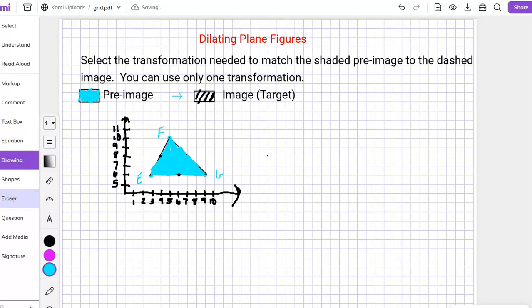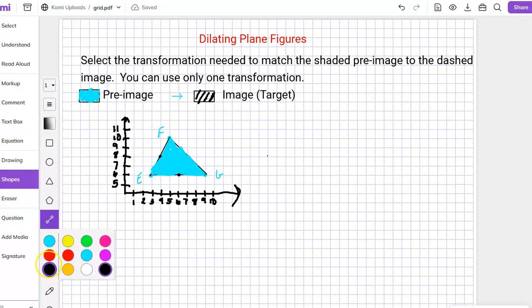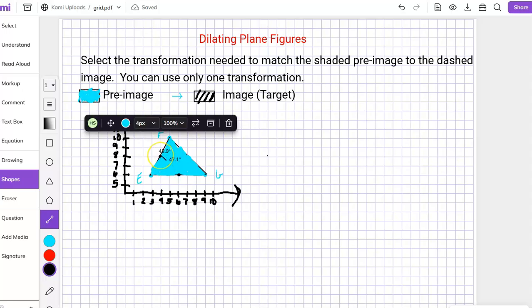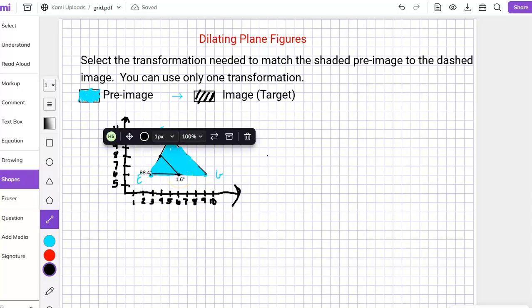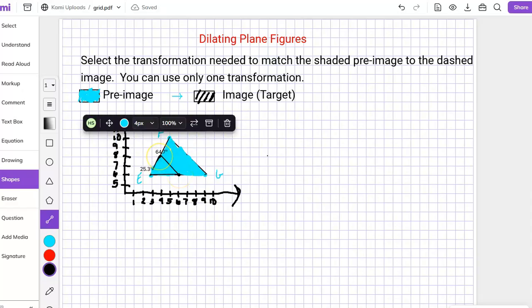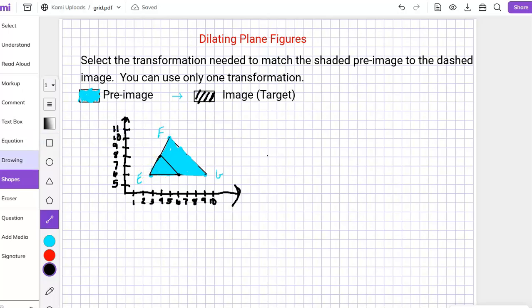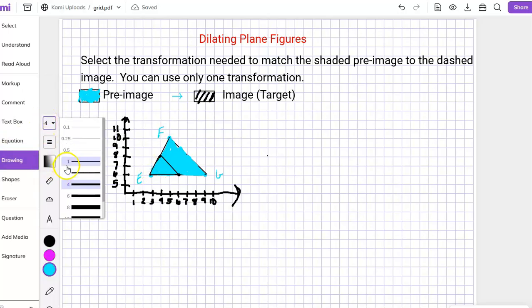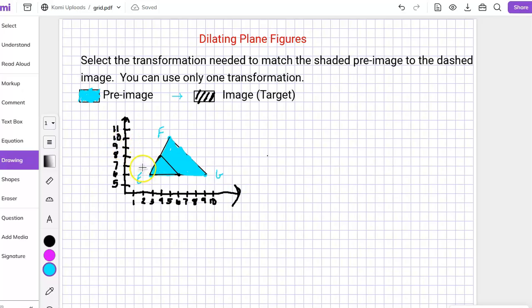Okay, let's try this again. I'm going to write E, oops, I'm going to change the color. E prime, F prime, and G prime. And then we're going to stripe this one, so that way I know what my image is and what my pre-image is.